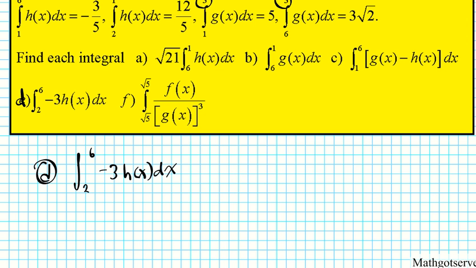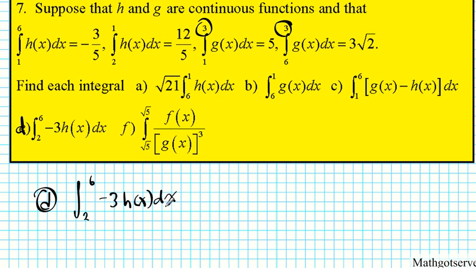Okay? First thing we have to do is use the constant multiple rule, which gives us the ability to factor out this constant from the integrand. So this is going to be negative 3 times the antiderivative from 2 to 6 of h of x dx. Okay? So now what is the antiderivative from 2 to 6? Well, I know the antiderivative from 1 to 6 and 1 to 2.